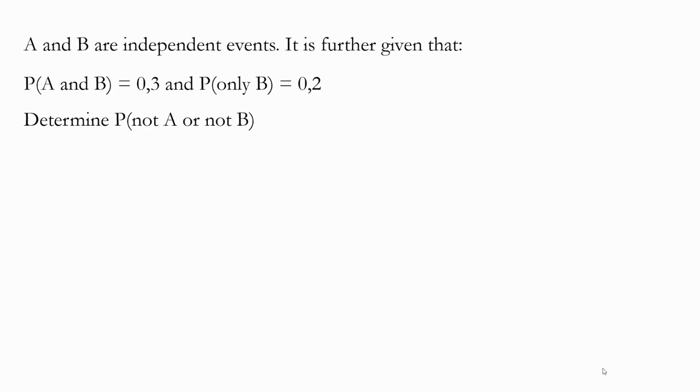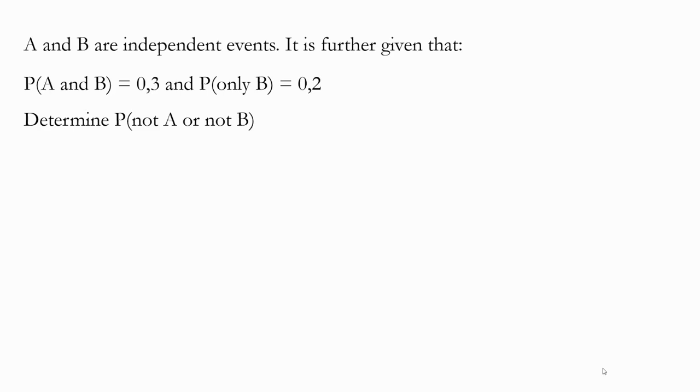Question 12.1.2b. A and B are independent events. It is further given that the probability of A and B is 0.3 and the probability of only B is 0.2. Determine the probability of not A or not B. So it means not A union not B.